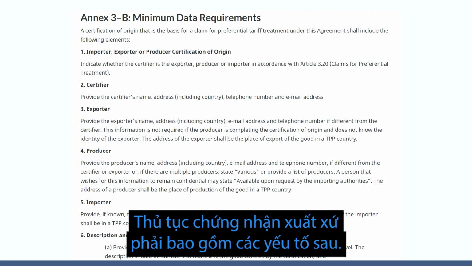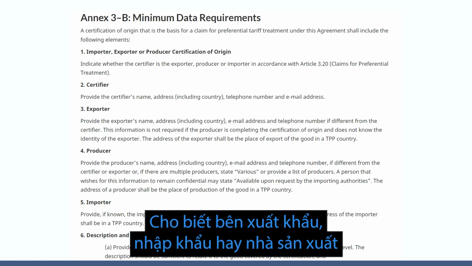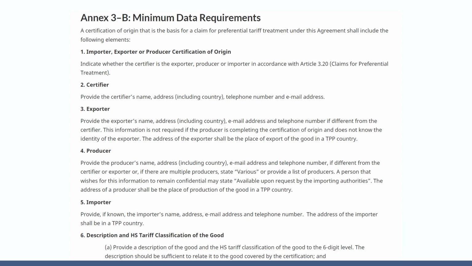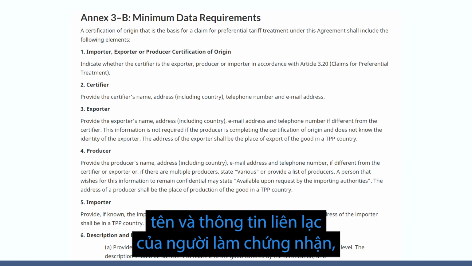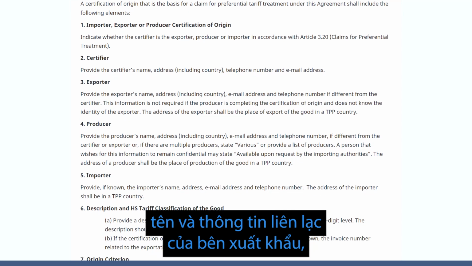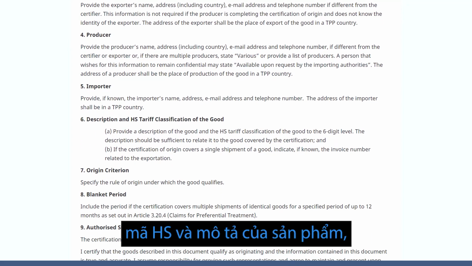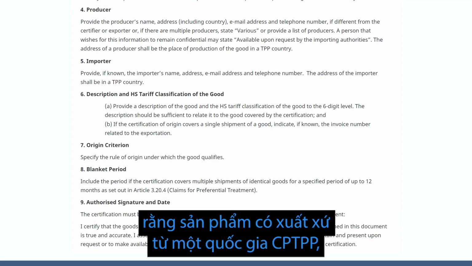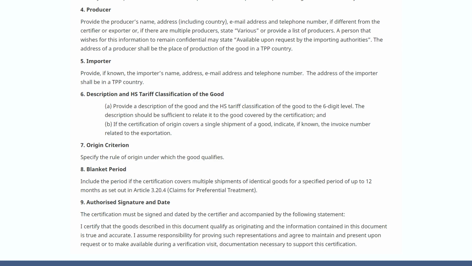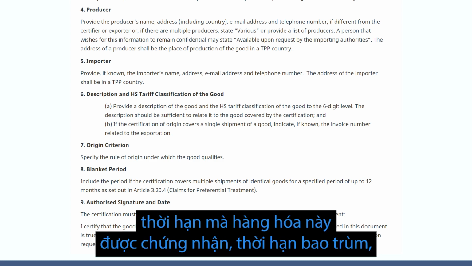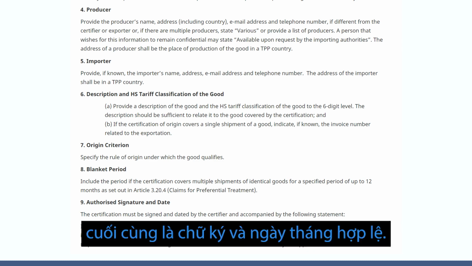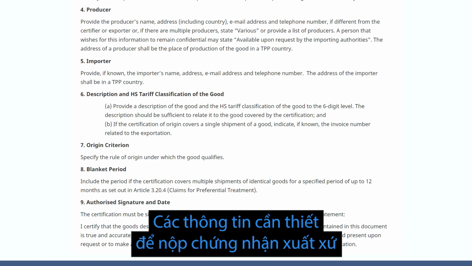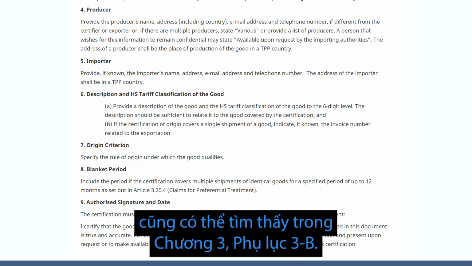A certification of origin must contain the following: indication of whether the importer, exporter, or producer is completing the certification of origin, the name and contact information of the certifier, the name and contact information of the exporter, importer, and/or producer, the product's HS code and description, the origin criterion used to determine that the product is originating from a CPTPP country, the period for which the goods are certified, blanket period, and finally, an authorized signature and date. The information required for submitting a certification of origin can also be found in Chapter 3, Annex 3B.